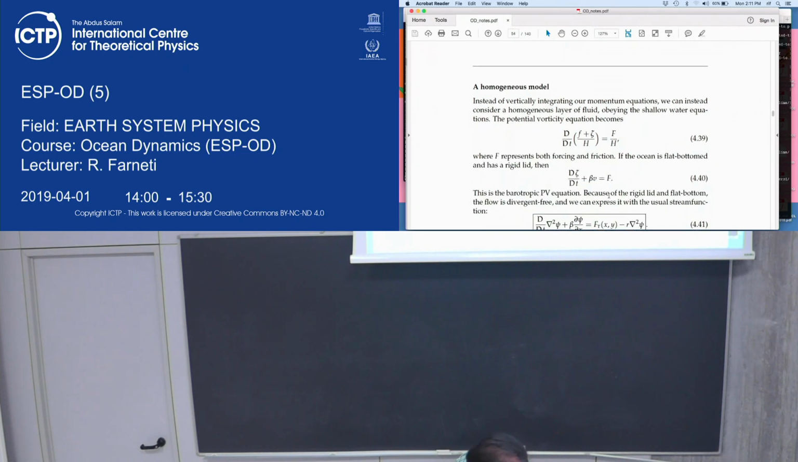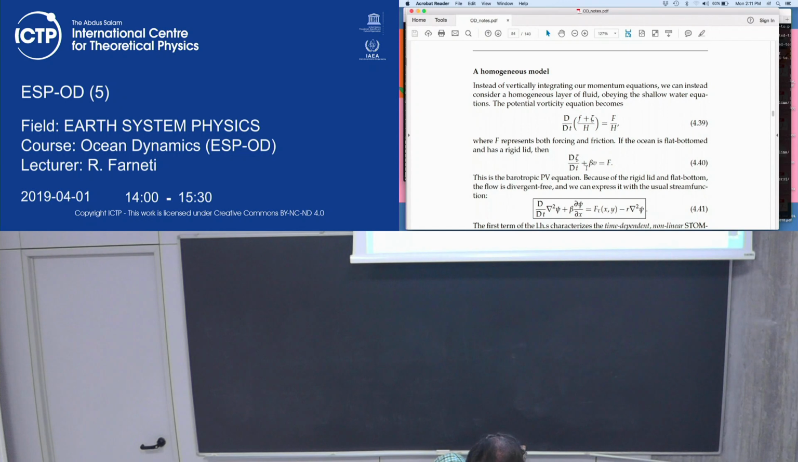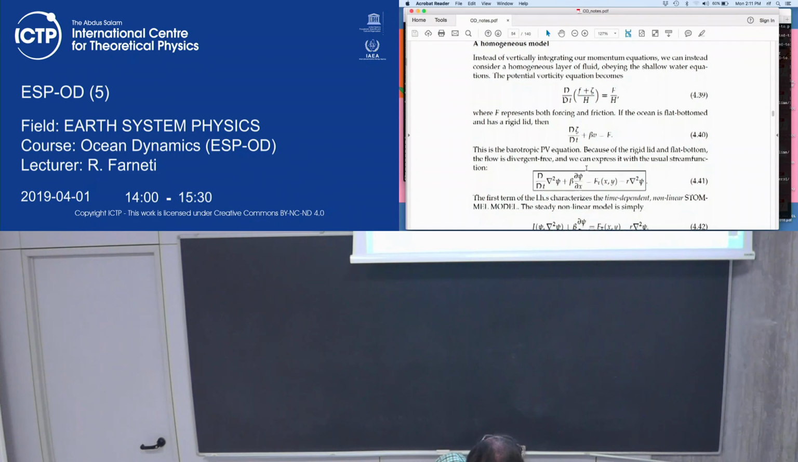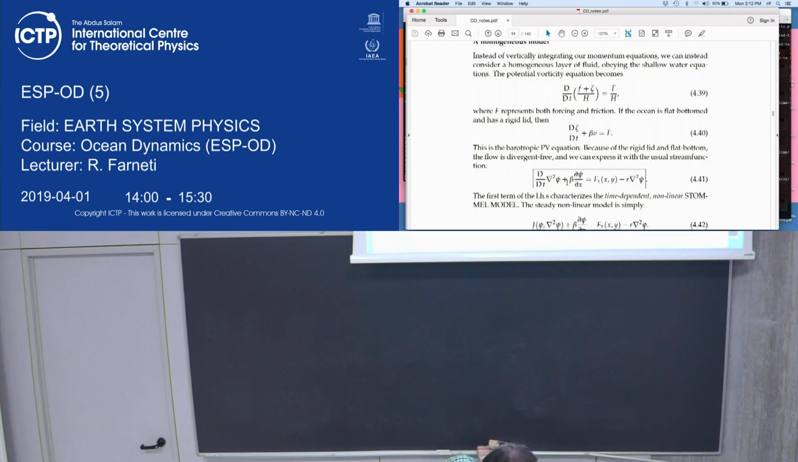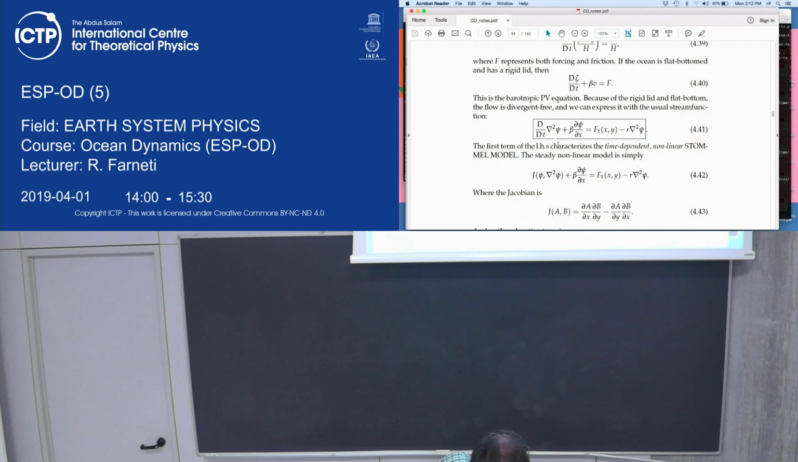You can derive the same through a homogeneous model instead of vertically integrating. You just start with the shallow water equation. You derive the PV equation, which is just this. For a constant H, you arrive at this expression, okay? And you can plug in again the stream function and you get this, which is the full Stommel problem, which is time dependent. You've got some d by dt here and you have nonlinear terms there, the advective nonlinear terms.